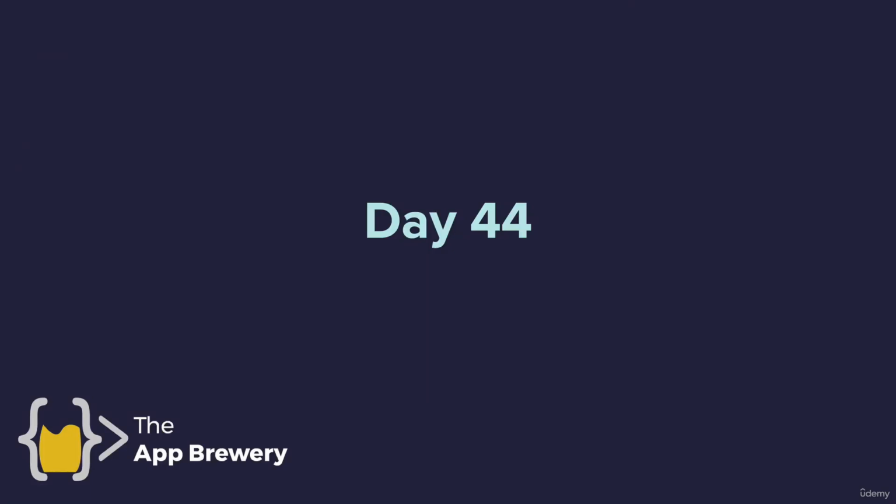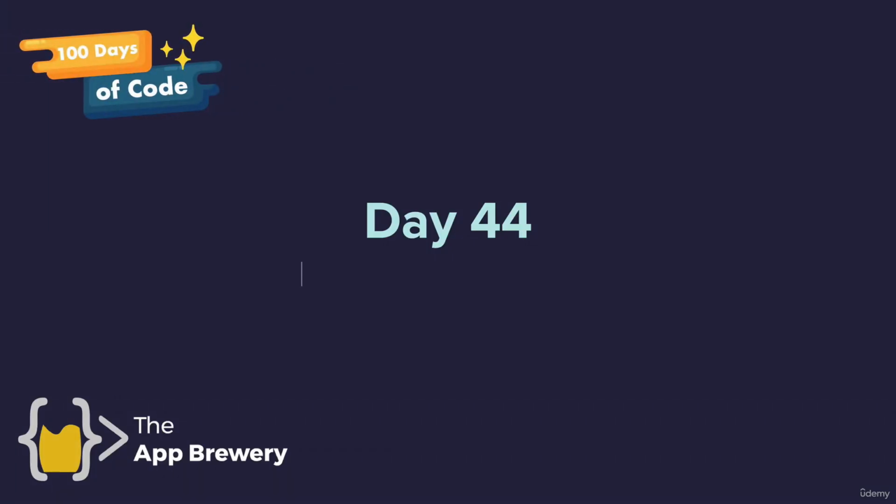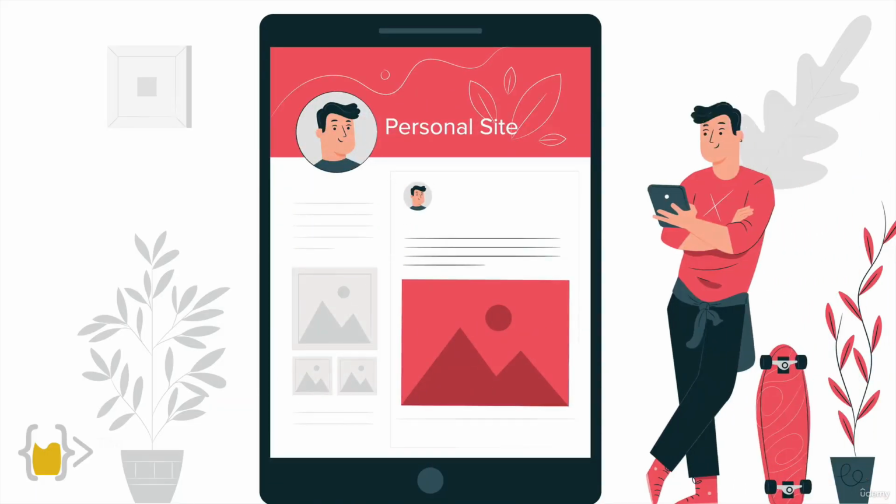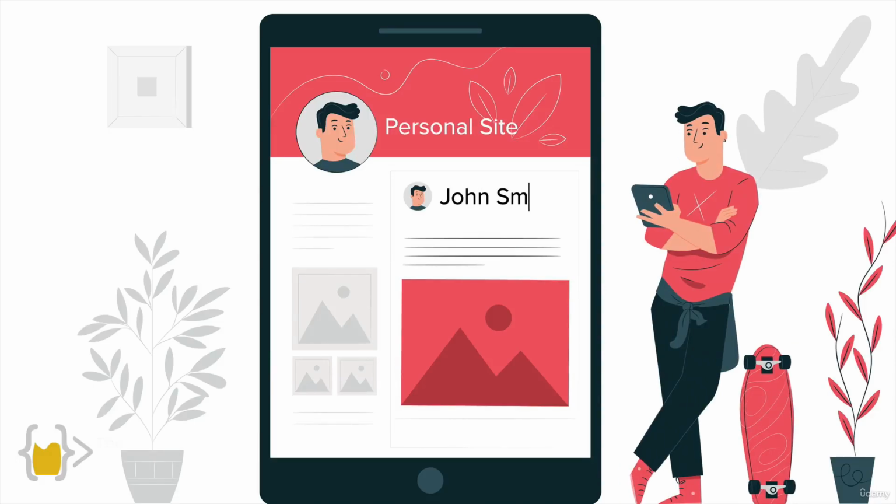Hey, welcome to day 44 of 100 Days of Code. Today, we're going to be diving deeper into CSS and we're going to be finishing off our personal site by learning more intermediate parts of the CSS language. And this is going to allow us to create our final personal site and make it look something like this.